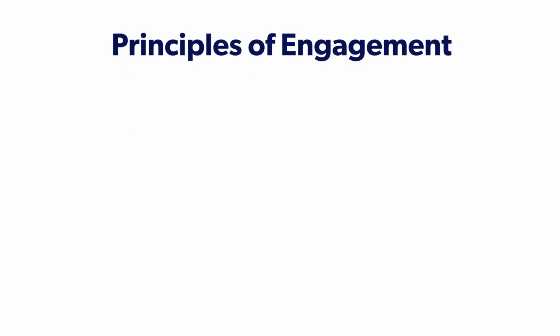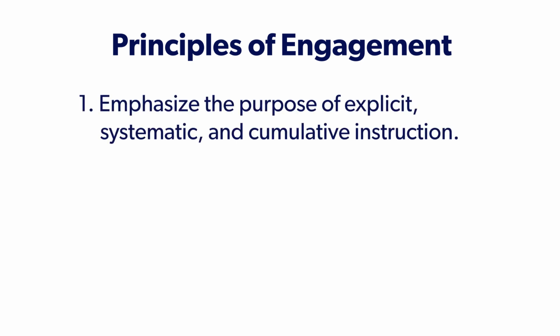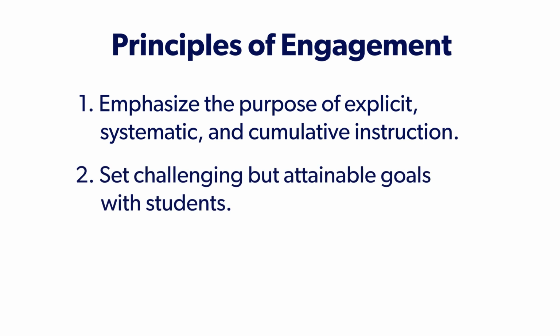It is important to be mindful of some principles of engagement with students to maintain their motivation. First, make sure students understand the purpose of explicit, systematic, and cumulative instruction to teach decoding and encoding skills. It is important they understand why it needs to start simple so that the skills can build upon each other. Second, set challenging but attainable goals with the students in their lessons, vocabulary, and library sections of the software. Encourage and support them in reaching their goals.